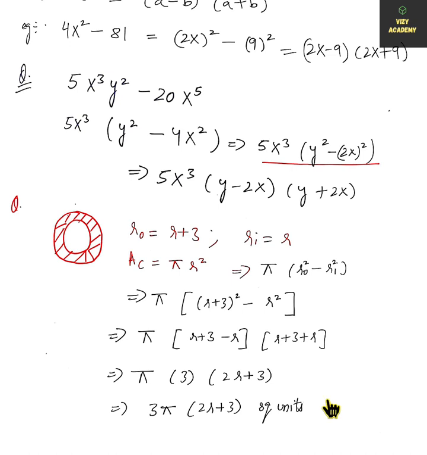square units. The reason it's square units is because in this question the units were not given and also the area is always in square units, like centimeter squared, meter squared.